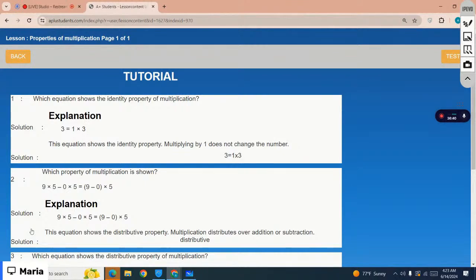Which equation shows the identity property of multiplication? Identity means that whenever you multiply any number by 1, the number stays the same, right? So multiplying by 1 does not change the number. So the identity property of multiplication is multiplying by 1.